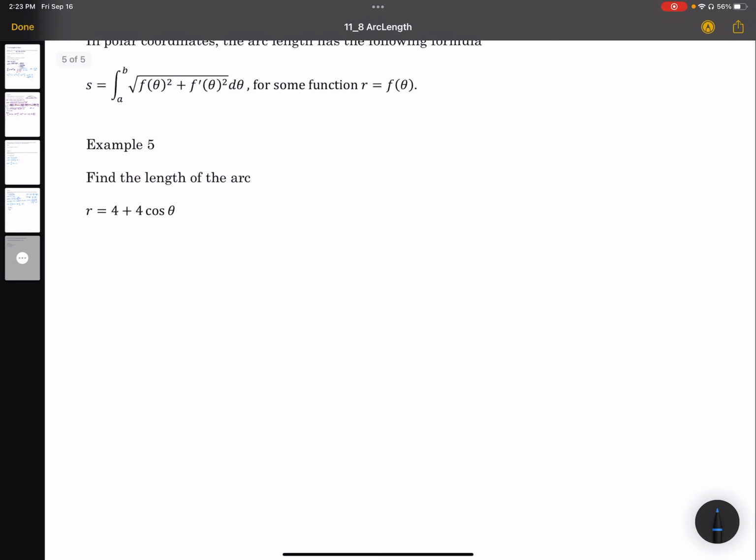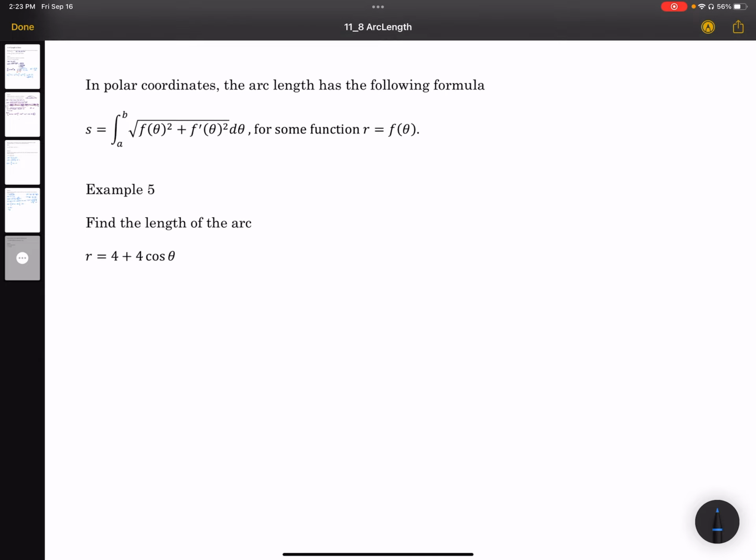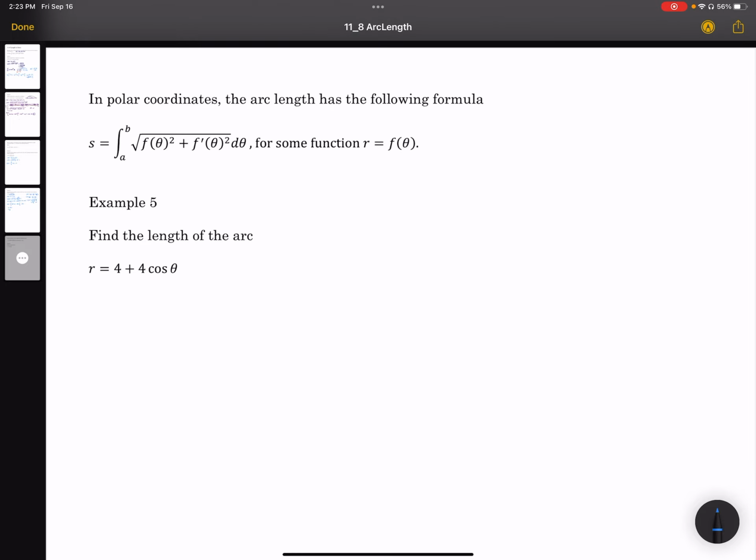Kind of tricky. So last thing is, we can also do this for polar coordinates. So in polar coordinates, the arc length has this formula. It's almost the same thing. We have the integral from a to b of the square root of the function squared plus its derivative squared, and r is just some function of theta. And we want to find the length of this arc, 4 plus 4 cosine theta, on the interval from 0 to 2 pi. All right, so we will review polar coordinates in class so we can remember how to read the curve. For now, we're going to plot this in GeoGebra.